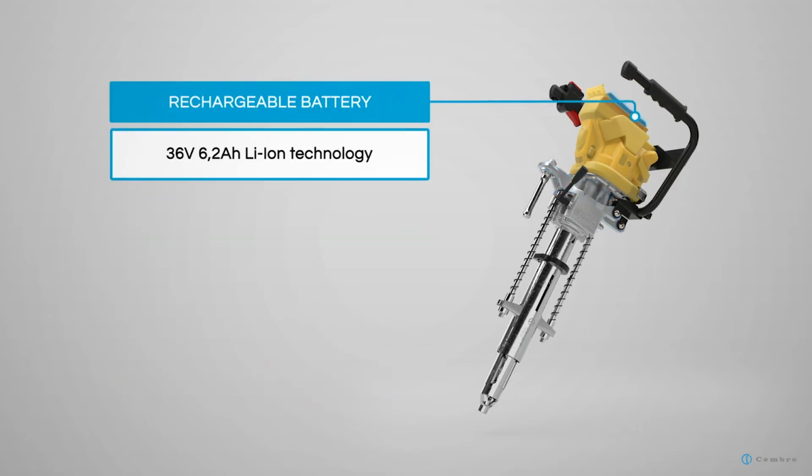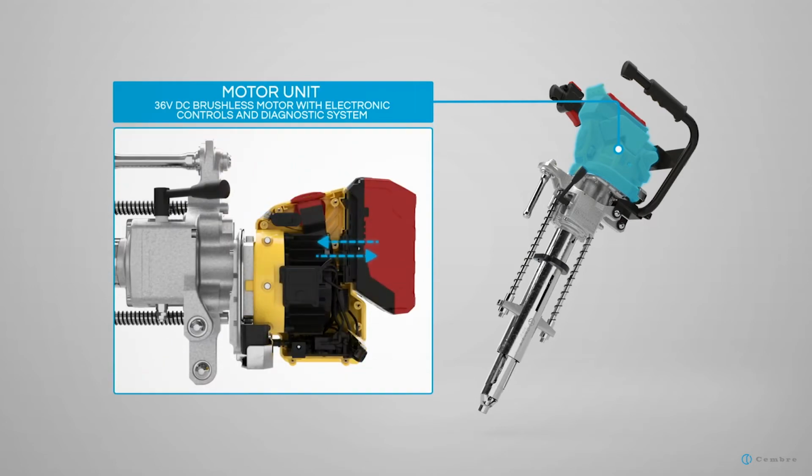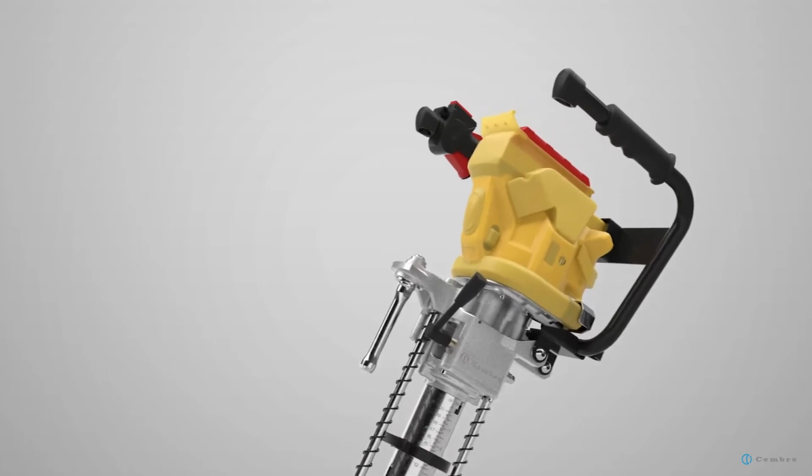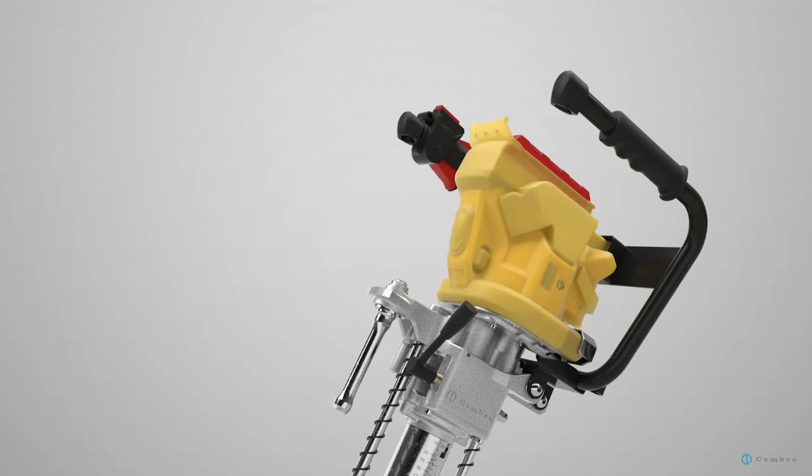The 36-volt 6.2 amp-hours rechargeable battery is housed in the top of the machine. The brushless sealed motor unit is 36-volt with electronic controls and a diagnostic system. The silicon cover offers rainproof protection to IP44.